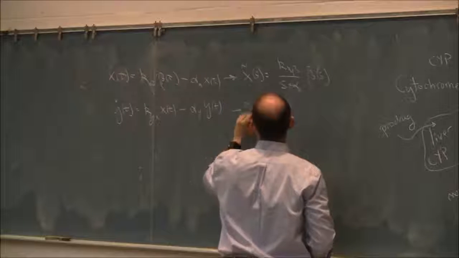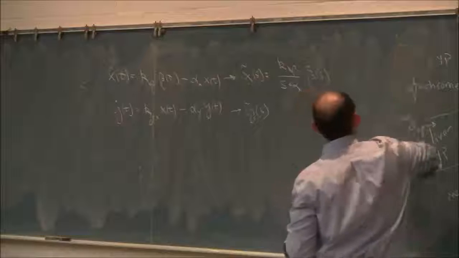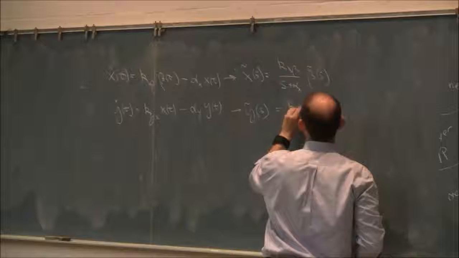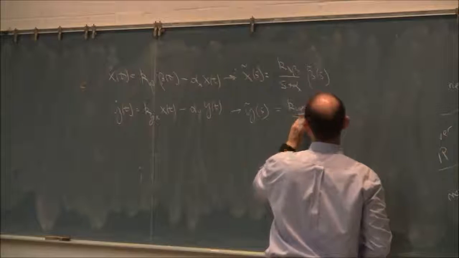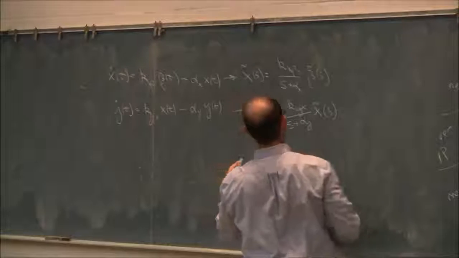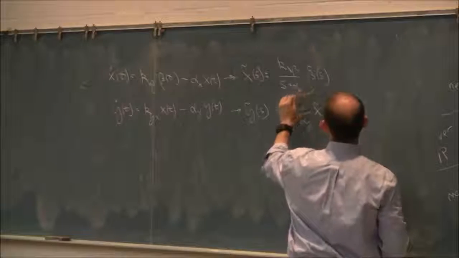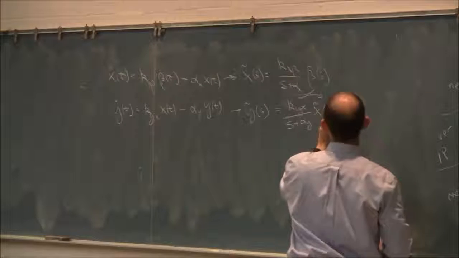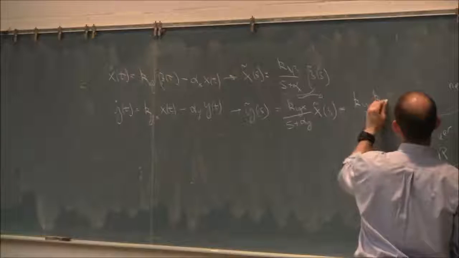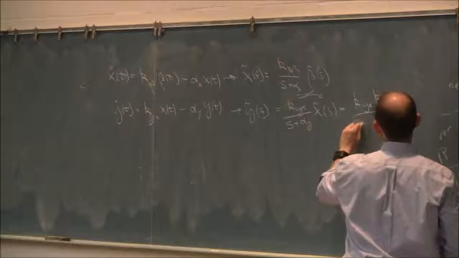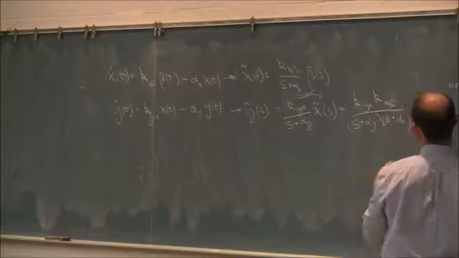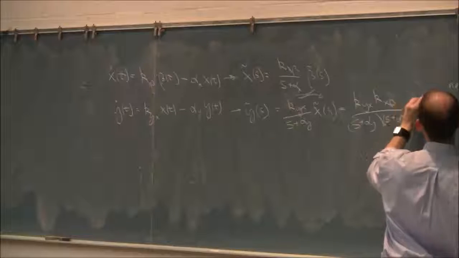And then Y is equal to k_yx over s plus alpha_y, times X. And so finally, we substitute the X response in there. So we get k_yx, k_x beta over s plus alpha_y, s plus alpha_x, beta.